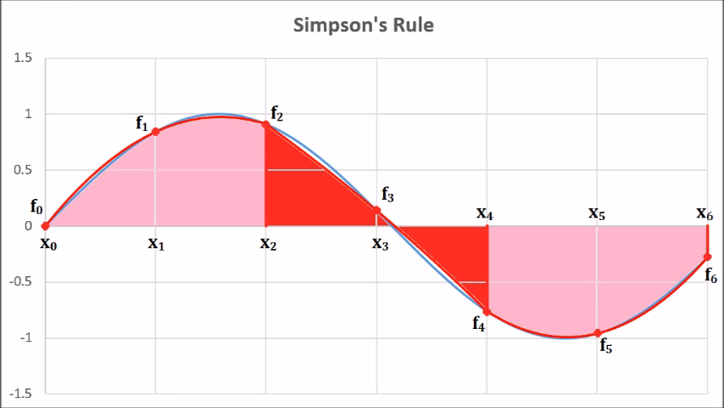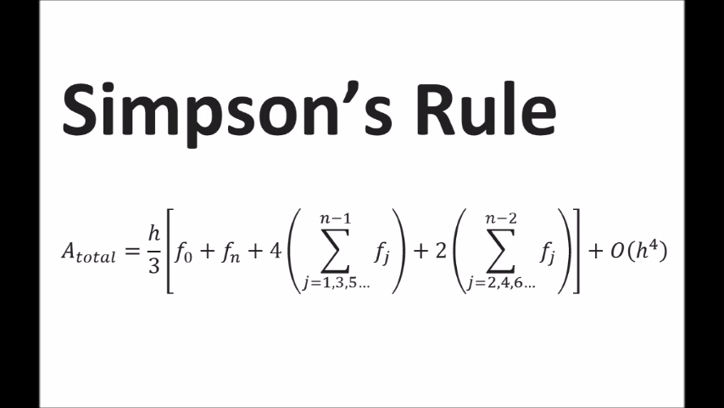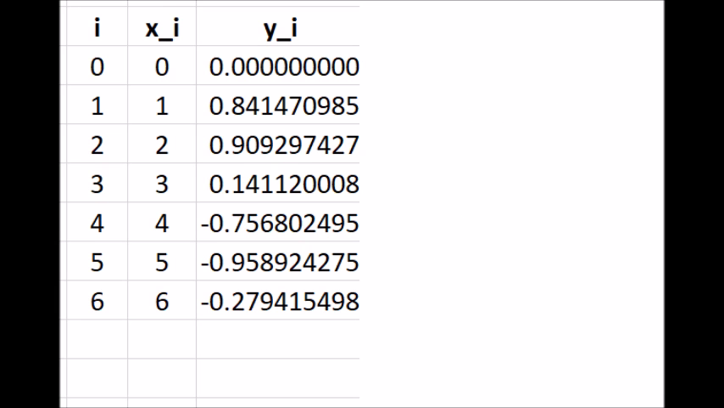Let's find out. Here is Simpson's rule. We derived this in the previous lesson. I've just presented it now for convenient reference. Notice that every odd value is multiplied by 4, and every even value, except f0 and fn, are multiplied by 2. This is the data table for y equals sin x. Fairly straightforward.